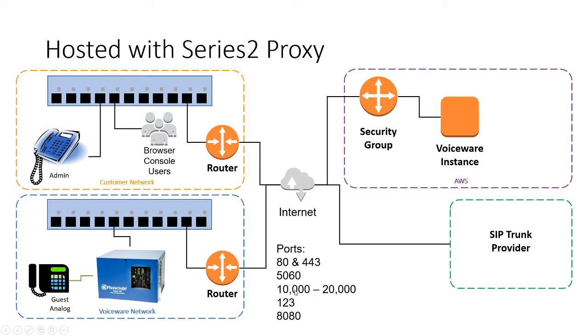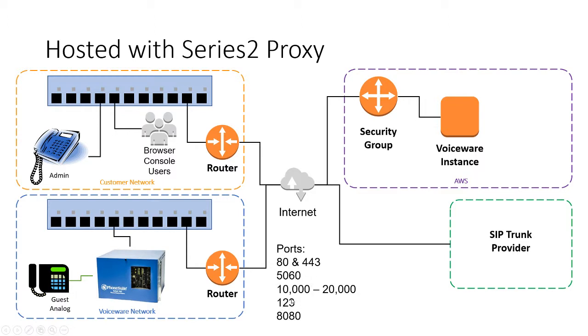Ports 5060 and 10,000 to 20,000 need to be open in both routers, because of course SIP calls from the admin side need to go into Voiceware. Also, when a guest room is called, that call needs to go out from the Voiceware instance here and down to the proxy gateway. That's done over SIP protocols, of course. So 5060, 10,000 to 20,000.